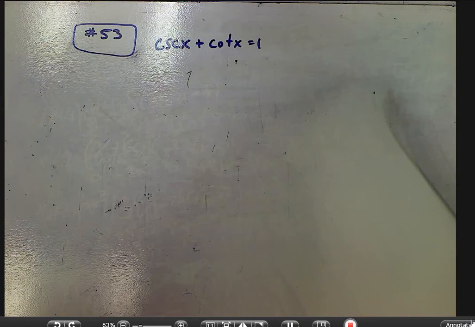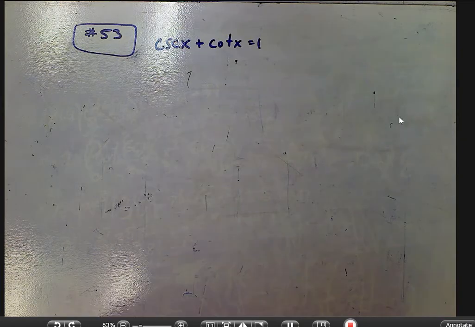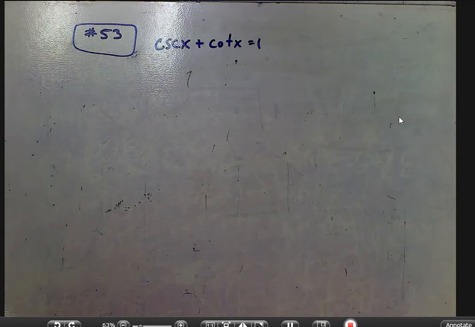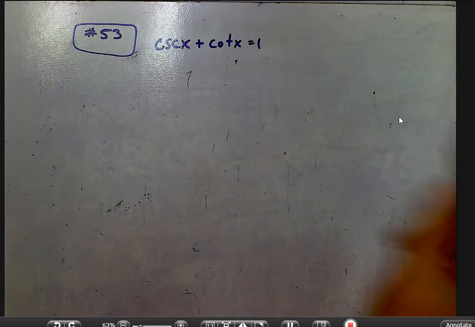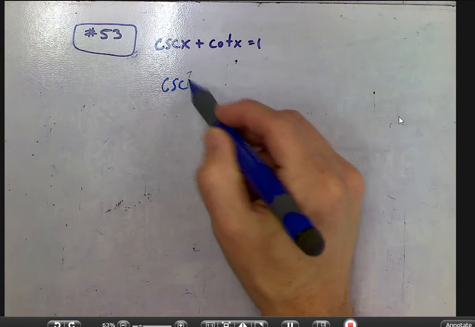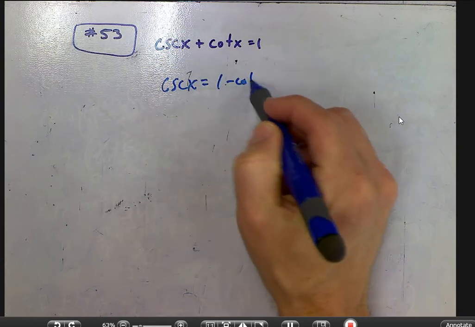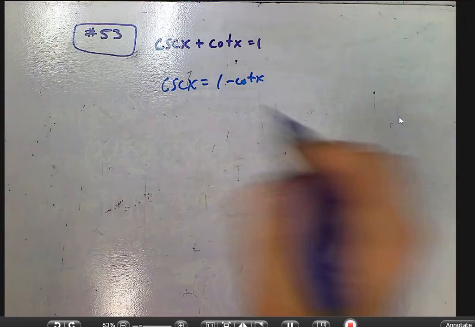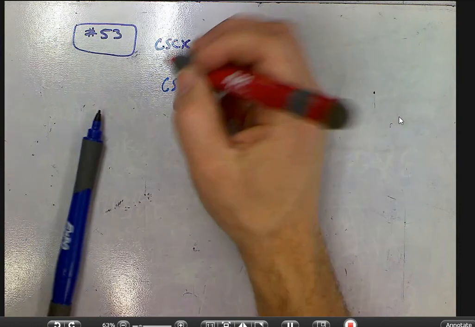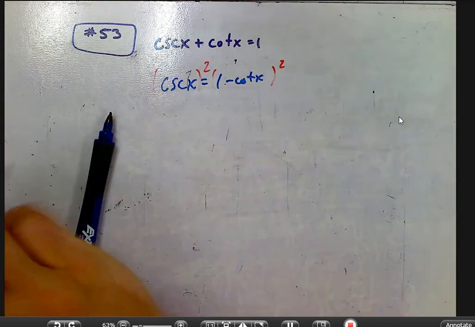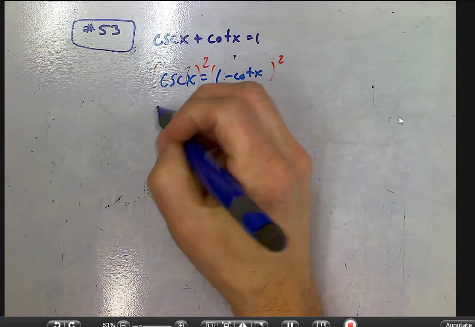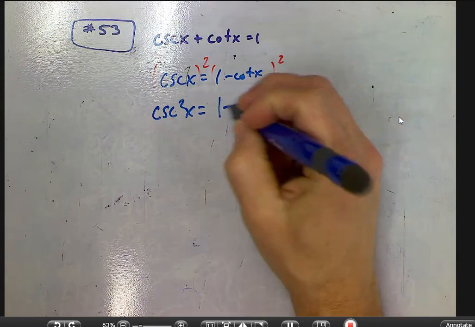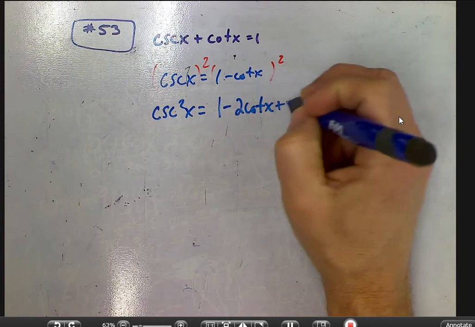I want you guys to try number 53. Press pause, then come back and see if you're able to figure out and get it right. Okay, so for number 53, cosecant x plus cotangent x, I'm going to start by subtracting the cotangent of x. And now if I square both sides, I get cosecant squared of x equals 1 minus 2 cotangent x plus cotangent squared of x.